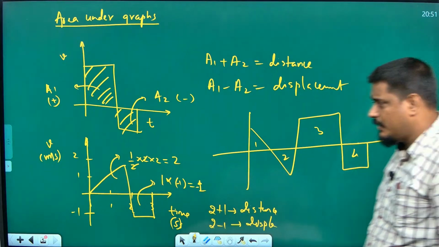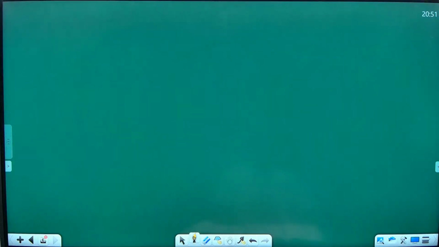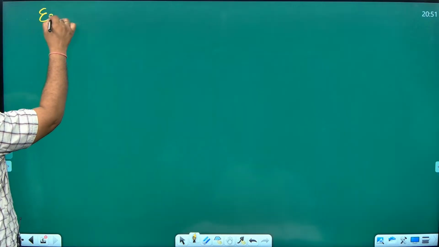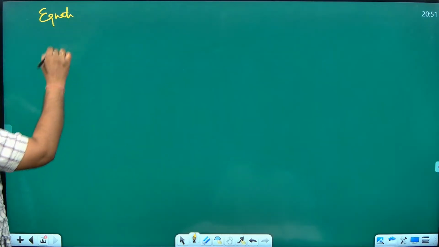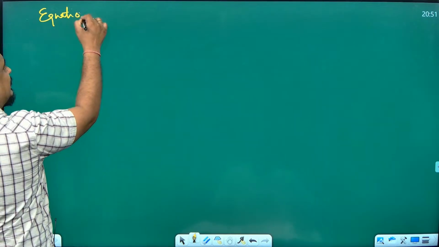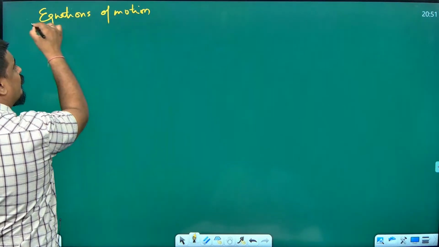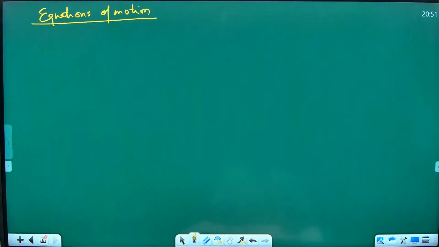Okay. Now, by knowing all the graphs and what the graph helps you in finding, let us derive the equations of motion. In the previous class, could I derive by using differentiation and integration? I did not do it in this class. I don't know whether I did or not. No. Okay. So, first let us derive the equations of motion with the help of the graphical method.